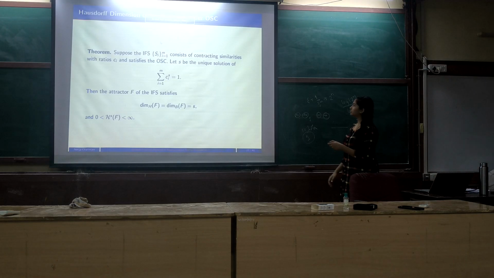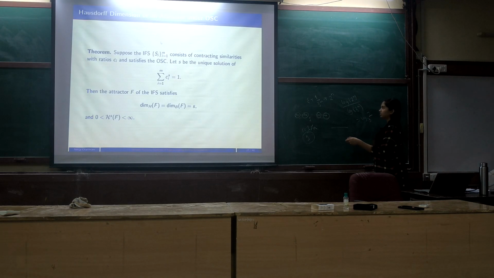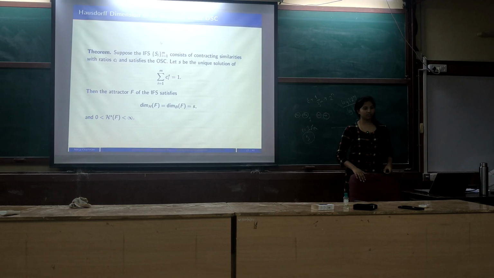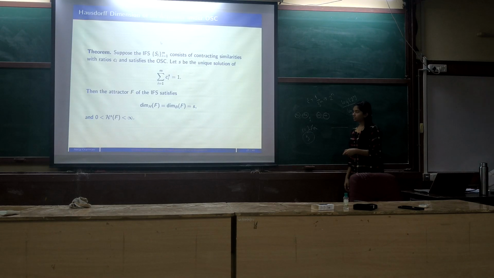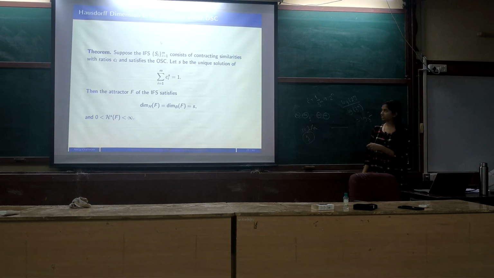So you have the IFS here, and this is the theorem I talked about. Say it satisfies the open set condition, then the solution to summation Ci power s equal to 1 will give you your Hausdorff dimension, and that will be equal to the box dimension. This is a pretty strong theorem. It tells us that when all the functions in your IFS are similarities, your Hausdorff dimension and your box dimension are equal, and this is how you compute it.